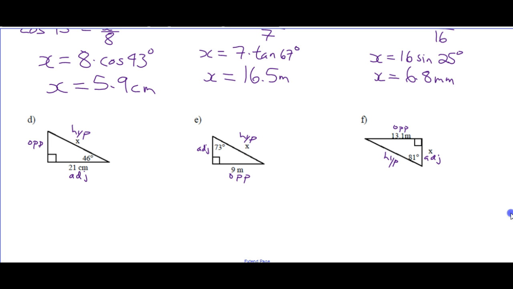Okay, so play a little game of name those sides. Once the sides are named, we use SOHCAHTOA, figure out which ratio we're using, plug in the numbers and we solve. Okay, which ratio are we going to use here? Cos. I hear more coses than tans. Yes.